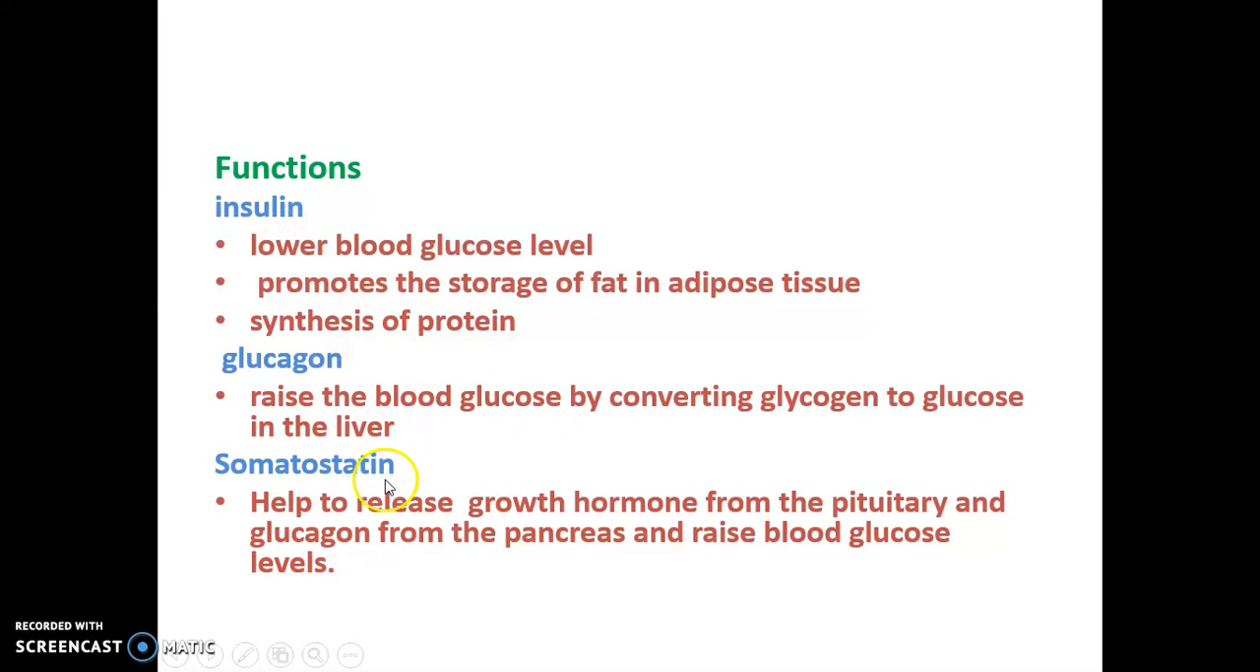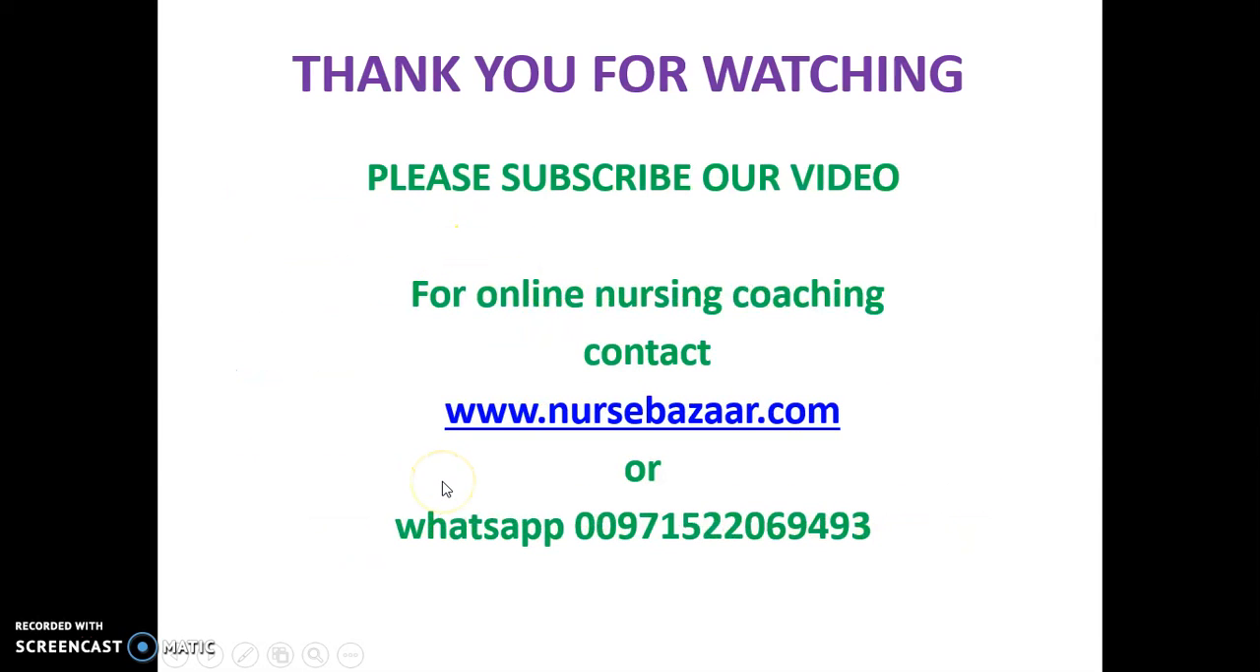Next is somatostatin. Somatostatin helps to release growth hormone from the pituitary and glucagon from the pancreas, and so raises the blood glucose level. How does it raise the blood glucose level? It helps to release growth hormone from the pituitary and glucagon from the pancreas. So these are the functions of insulin, glucagon, and somatostatin.